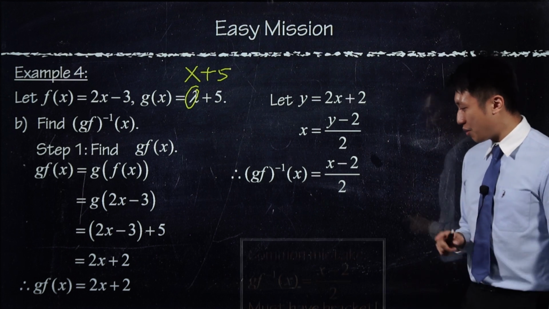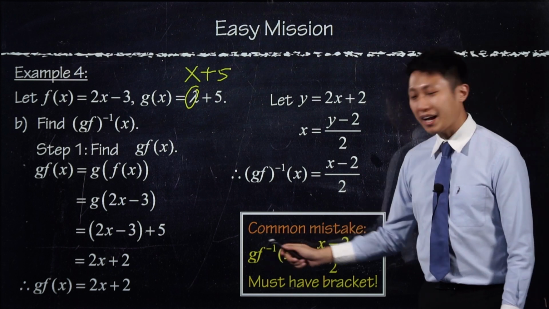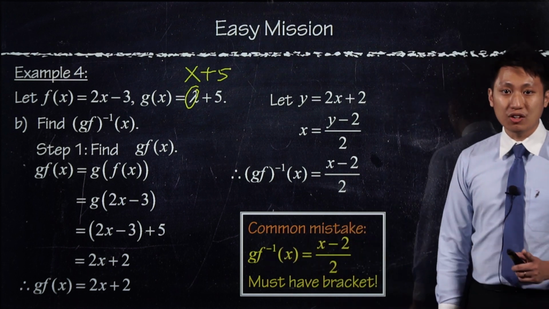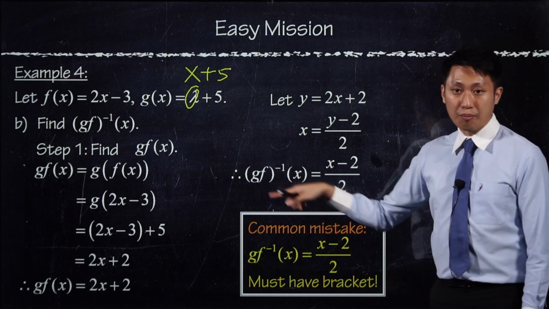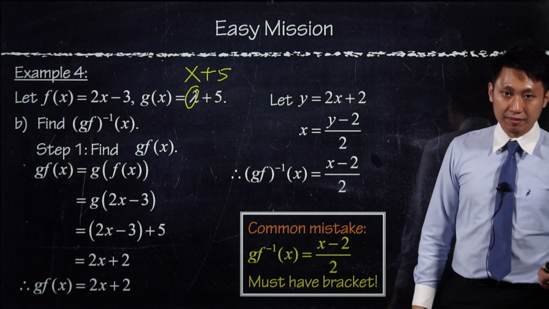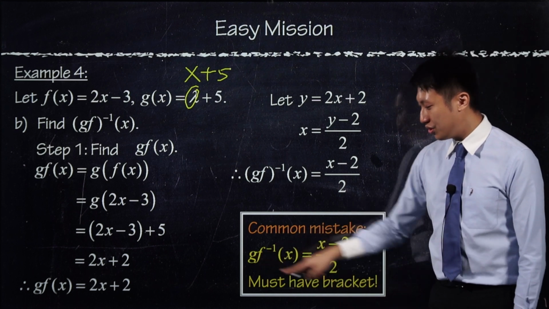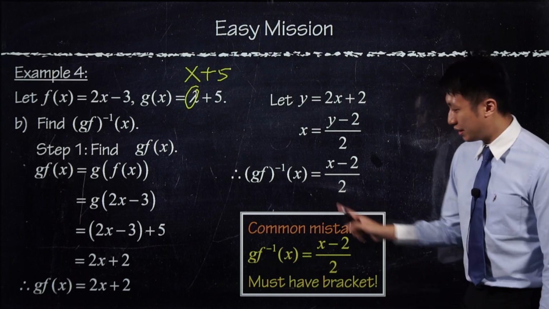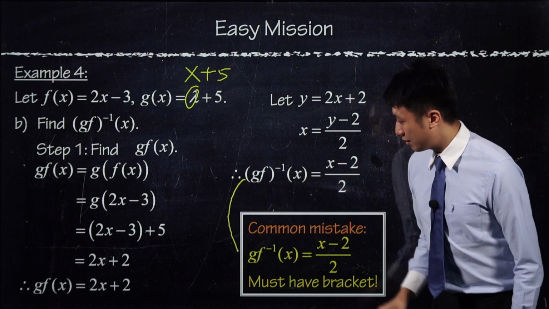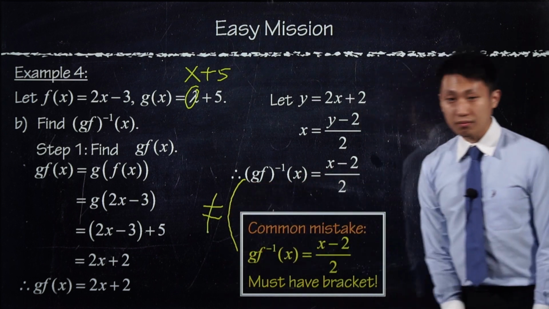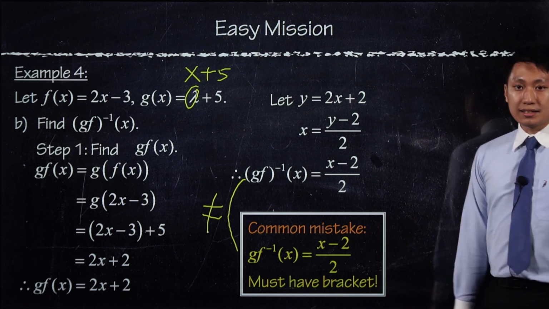Okay, there's one common mistake here. You thought that not writing the bracket is okay, but it's totally not okay. Because this one means, after you composite g and f, then you take the inverse of it. This one means you are compositing g and f inverse. So these two are different, totally different. Just check this one and this one. They are not the same. Okay, be very careful.